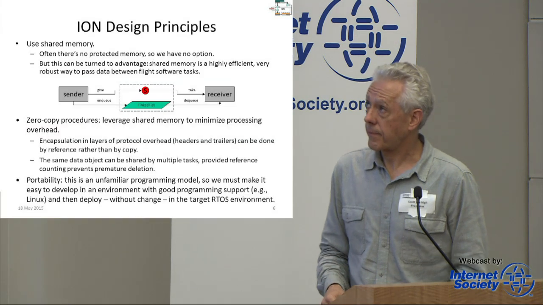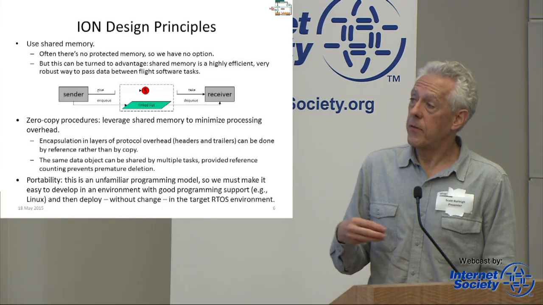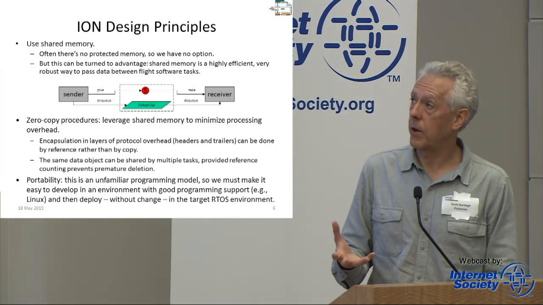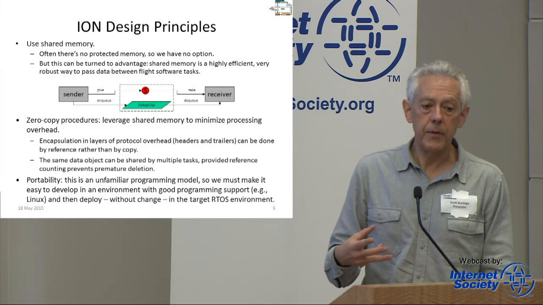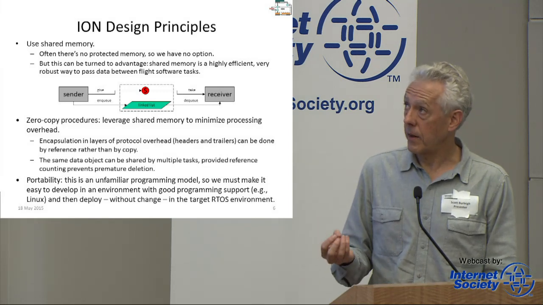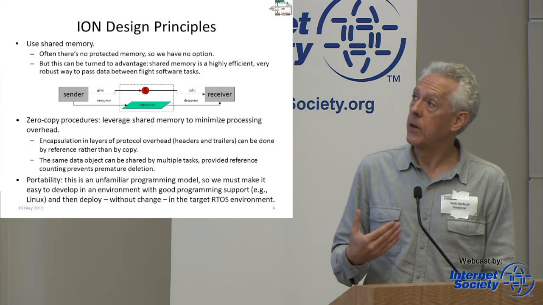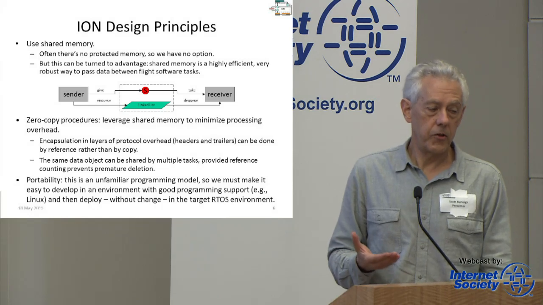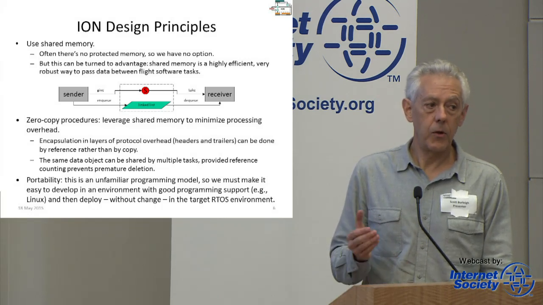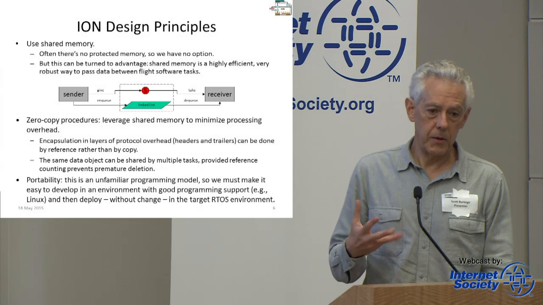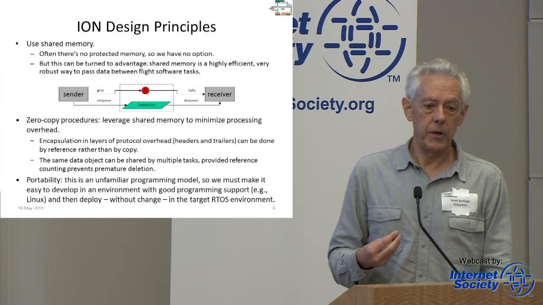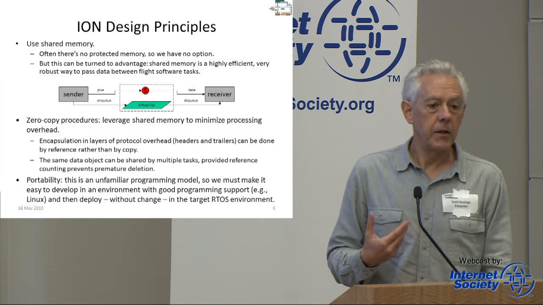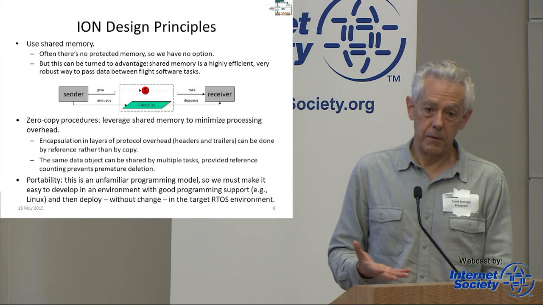Next slide. The design principles of ION kind of grow out of the constraints that I talked about earlier. And there are three that are most notable, I think. One is shared memory. You often don't have protected memory. Well, that can be a danger, but it can also be a strength because shared memory is a very, very fast way of moving data around. So, killing two birds with one stone, in ION we try to leverage the use of shared memory to improve performance, and we have to deal with it anyway.